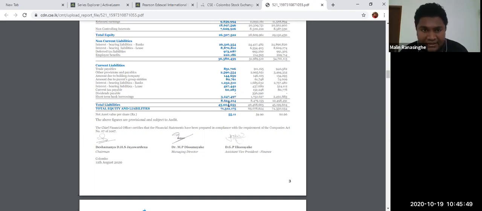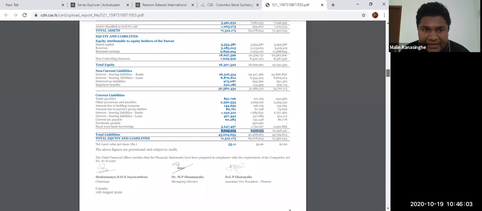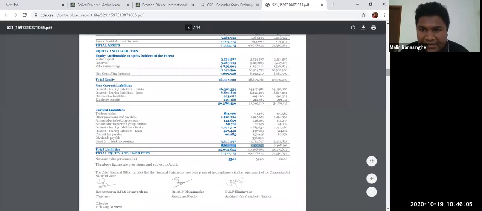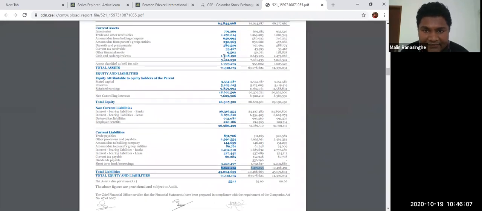You can see current liabilities. Look at the figure, 8.6 billion current liability. Last year it was 8.4 billion. Now look at the current asset and current liability analysis. Current asset, I told you it was how much? 5.4 billion. Current liability 8 billion.